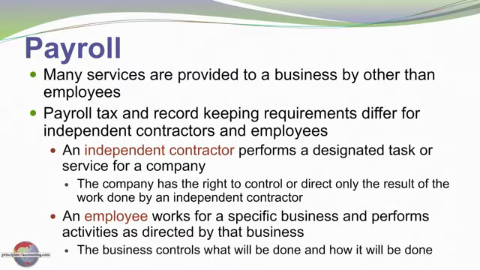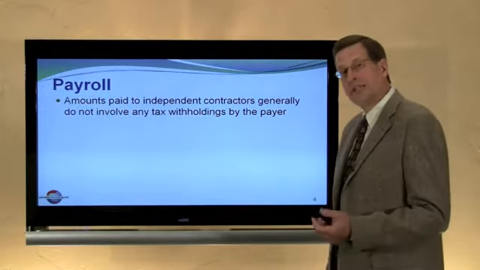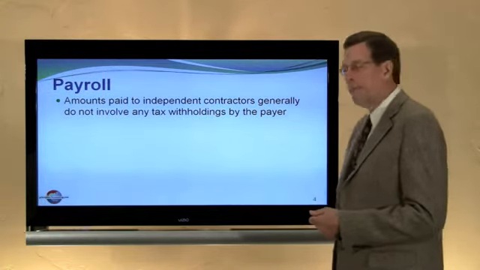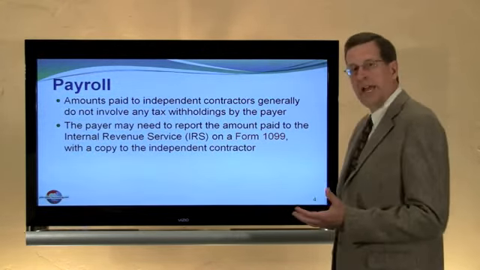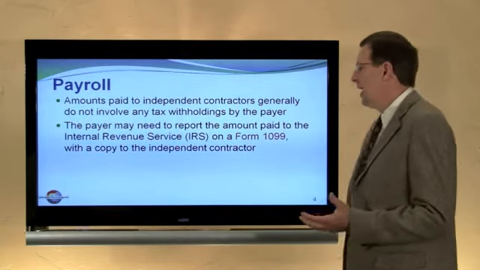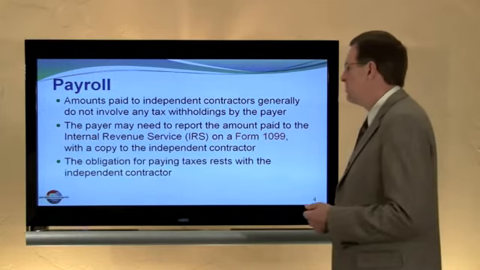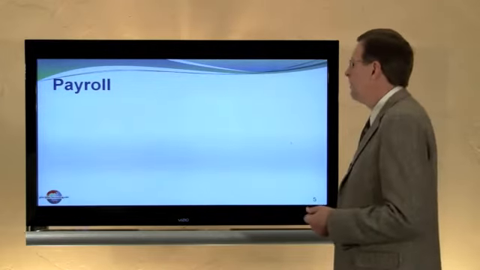These subtle definitional differences between an independent contractor and an employee are very important, as they define the relationship between the company and the worker and who's responsible for various payroll tax obligations. Amounts paid to an independent contractor generally do not involve tax withholdings by the payer. Instead, the payer will report the amount of earnings on a Form 1099. That 1099 is provided to both the Internal Revenue Service as well as the worker, and the independent contractor then becomes responsible for paying payroll taxes that are associated with their earnings.